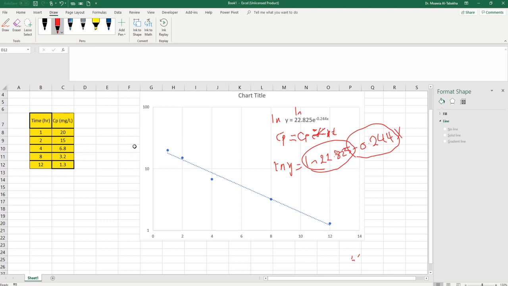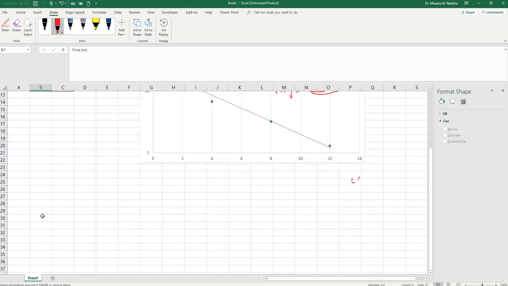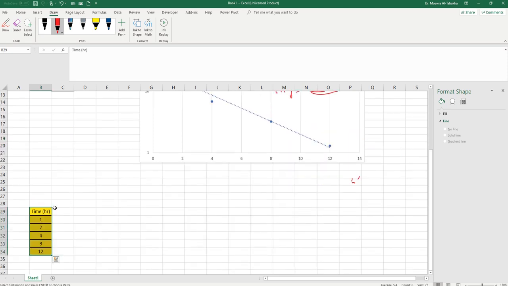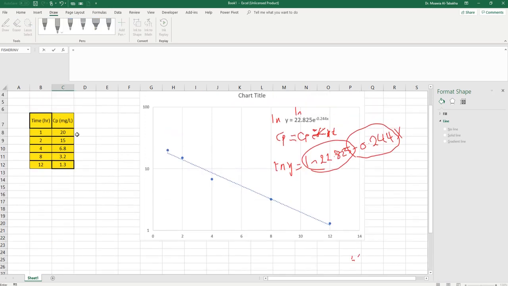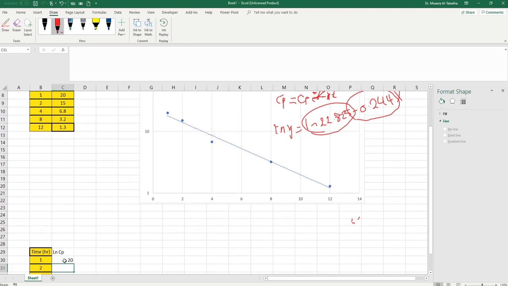The other way, if I don't want to use the semilog graph paper, I will use normal graph paper. In this case, my concentration must be ln concentration, ln Cp. So here I will take the ln of this concentration, and this concentration.